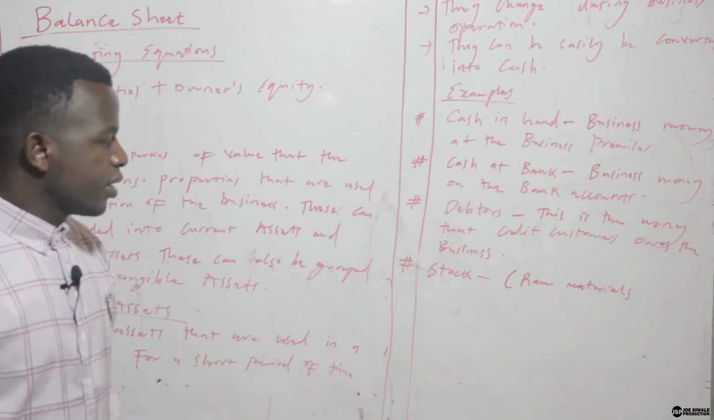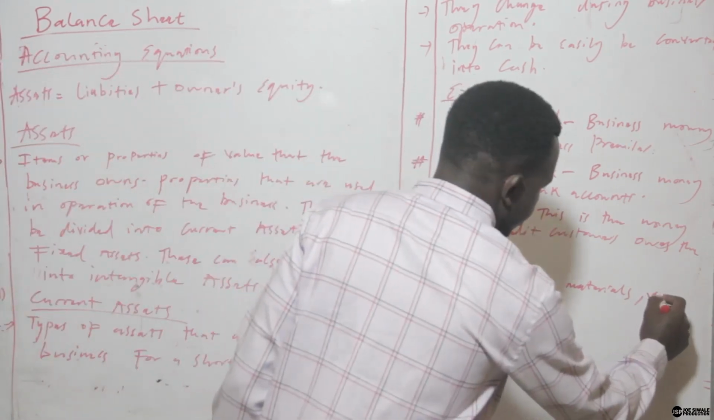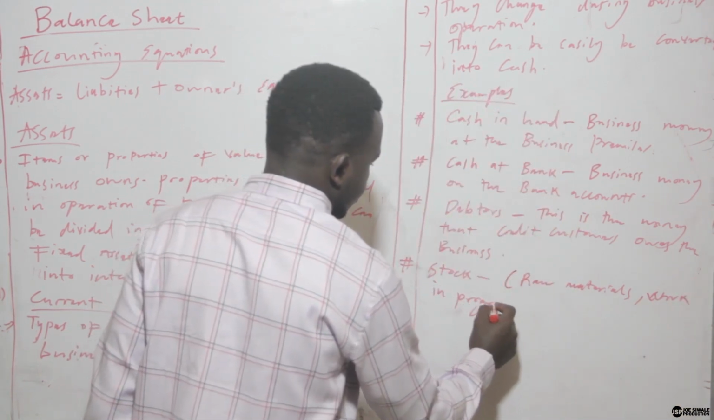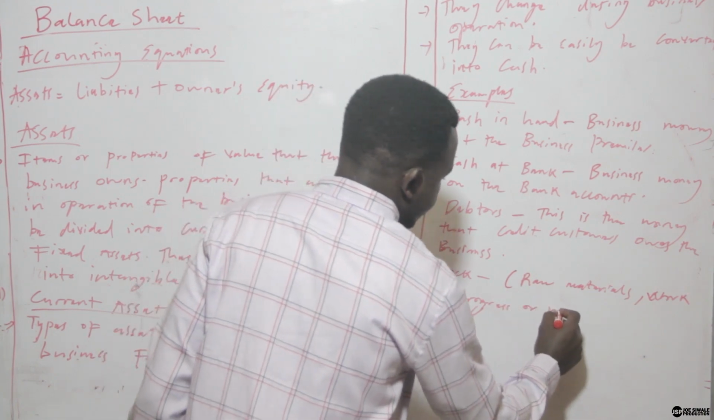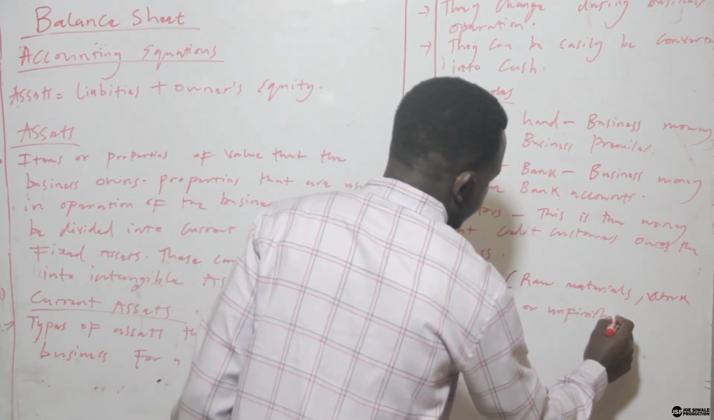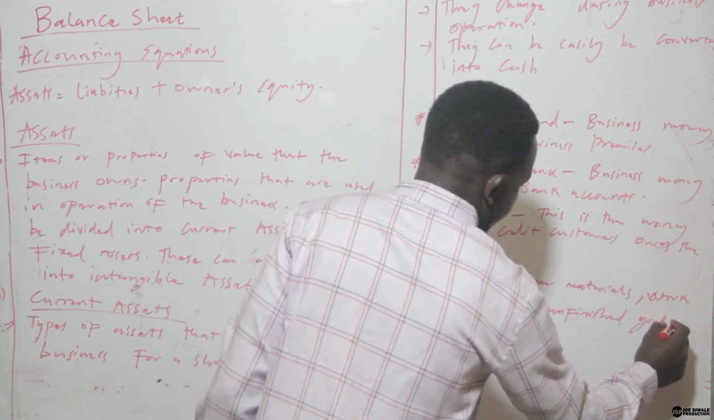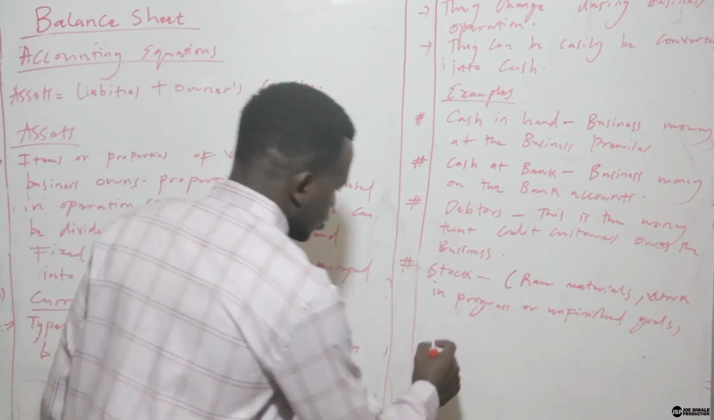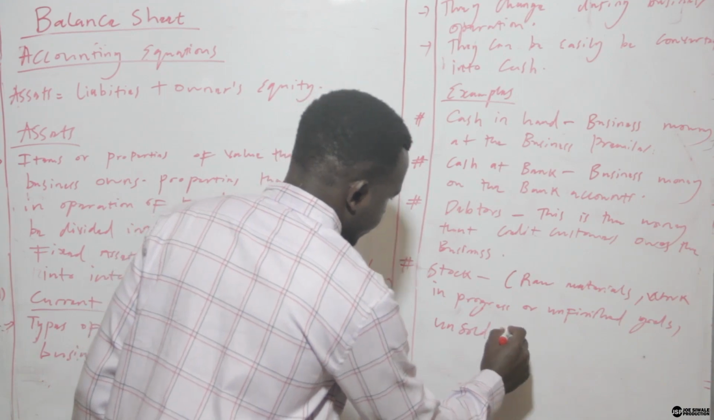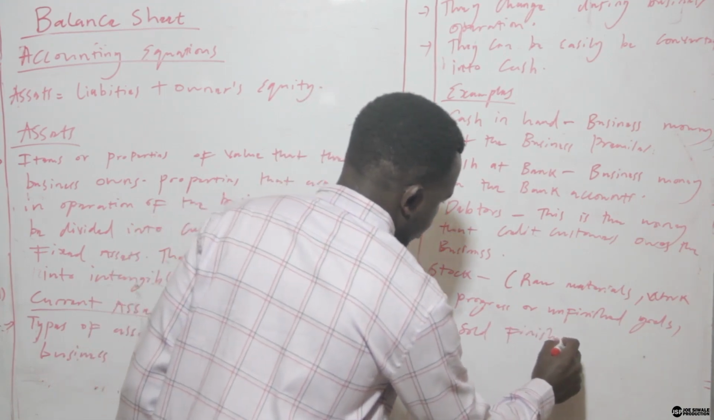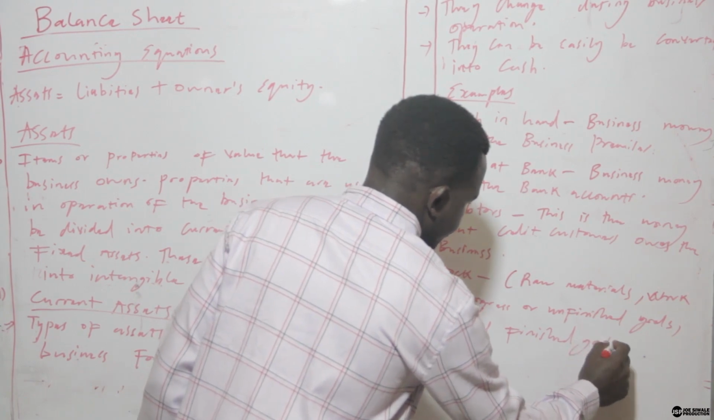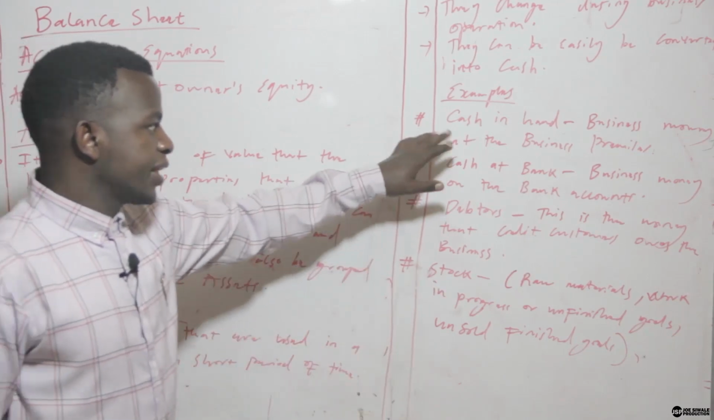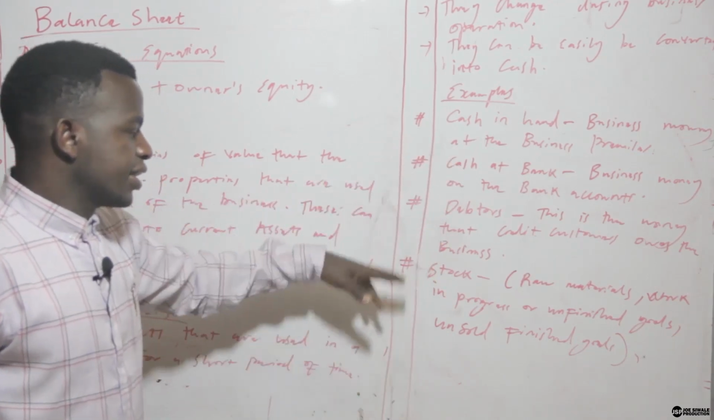This can also be work in progress, or unfinished goods. Or we can have unsold finished goods. So these are the examples of assets. We have cash in hand, cash at bank, debtors, and stock.